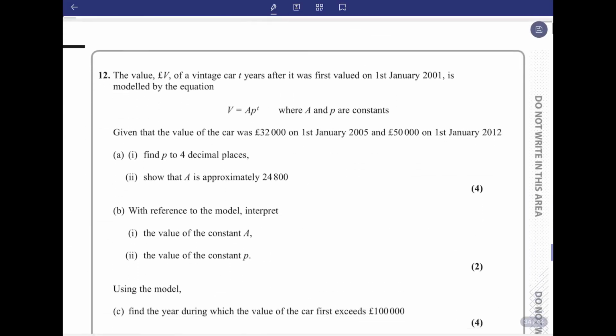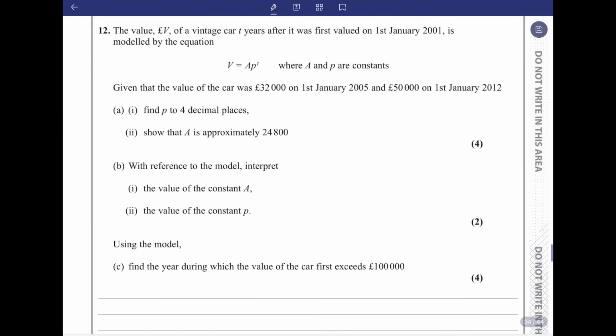Right, let's move on to question 12. And we have another modelling equation here. The value in pounds V of a vintage car T years after it was first valued on 1st of January 2001 is modelled by this equation. So V equals A P to the T. So again, we're given some information. Given that the value of the car was £32,000 on 1st of January 2005 and £50,000 on 1st of January 2012, firstly we've got to find P.